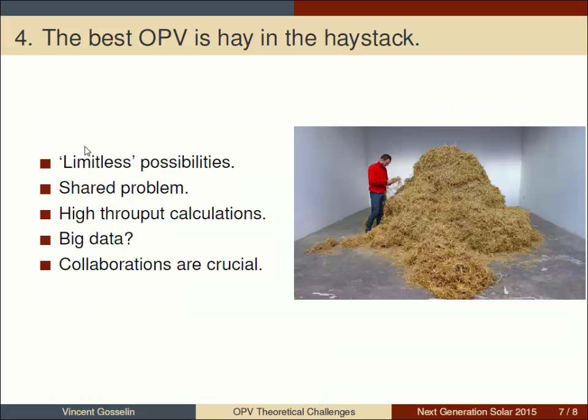Now, I guess the last challenge that I've identified, and it's a shared problem, is that the best OPV is not a needle, but really a needle in the haystack. In a sense, there are so many possibilities that it becomes really hard to filter all these. Now, from a theoretical standpoint, of course, we want to filter a lot of candidates. We need to go through high throughput calculations if we really want accurate electronic structure answers.